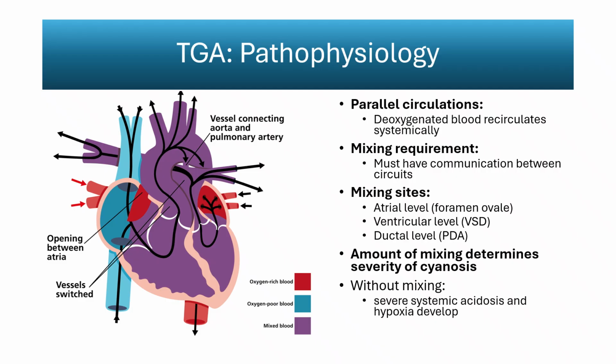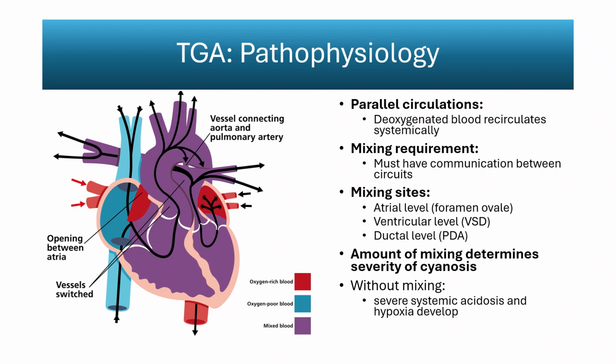For systemic oxygen delivery to occur, there must be a site of mixing. The atrial level is most common through a patent foramen ovale or atrial septal defect. A ventricular septal defect, if present, allows additional mixing, and a patent ductus arteriosus can also provide critical communication between the circuits. The degree of cyanosis depends on how effective this mixing is. When mixing is limited, systemic oxygen saturation falls precipitously, and metabolic acidosis develops within hours of birth.